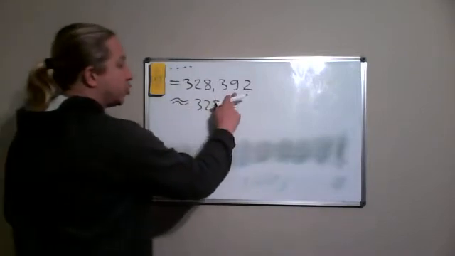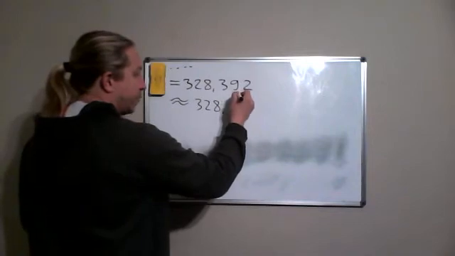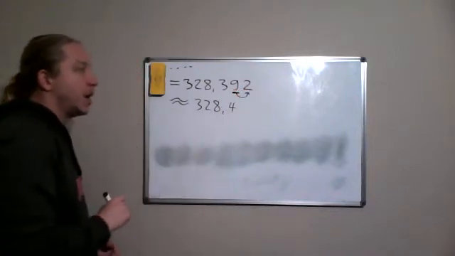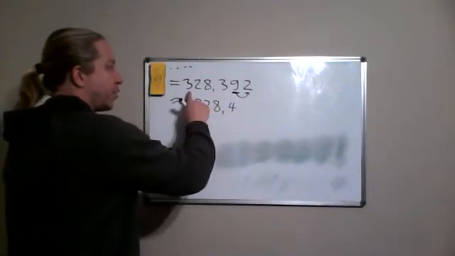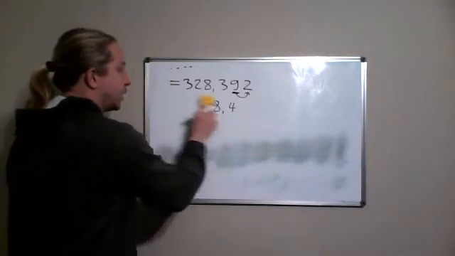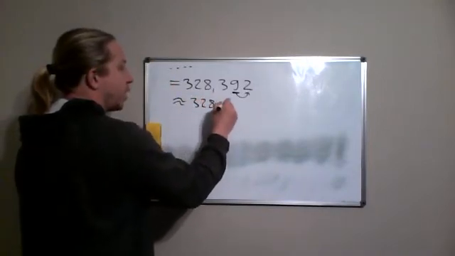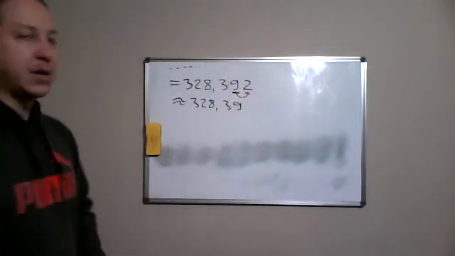Let's round off this to two decimal places. So I go to my second decimal place. There it is. I look at the next digit. That's a 2. Does that add one more? No, it does not. So if we want to round off this to two decimal places, this will approximately be 328.39, because the 2 wouldn't add to the 9.